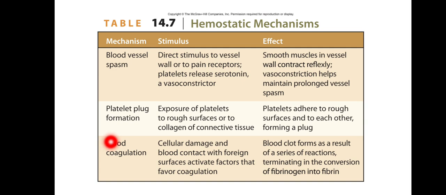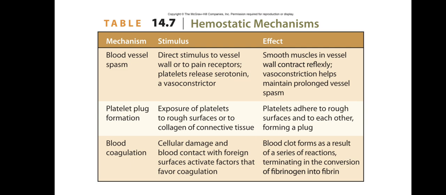What is with blood coagulation? What's the stimulus? Cellular damage and blood contact with foreign surfaces activate factors that favor coagulation. Because there is damage and then blood is in contact with foreign surfaces. Okay? Maybe it's at the wound of infection, the area of infection or the area of injury.